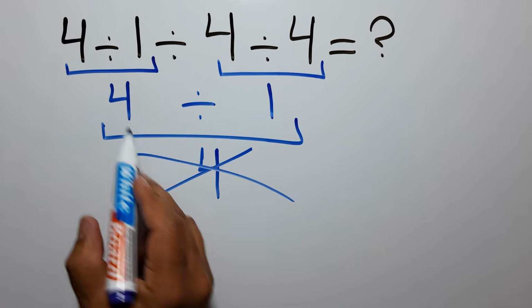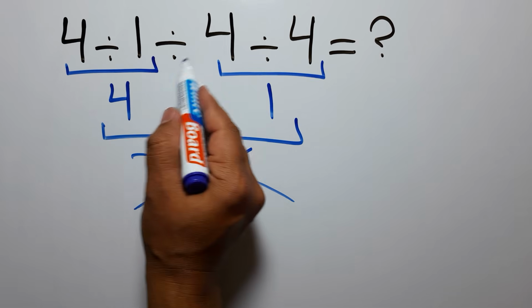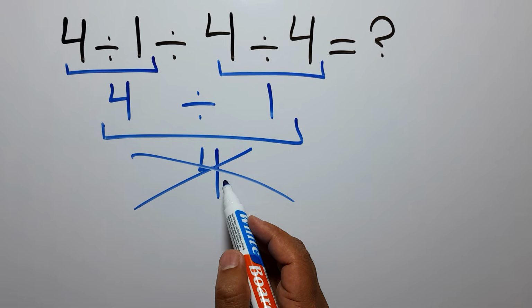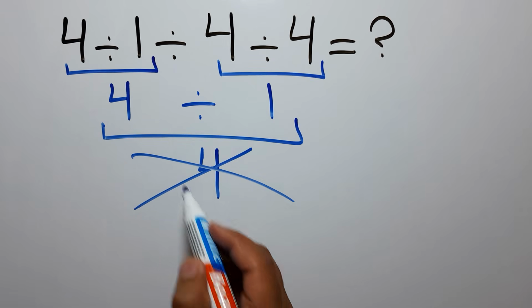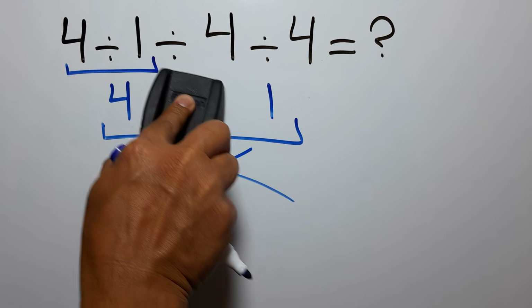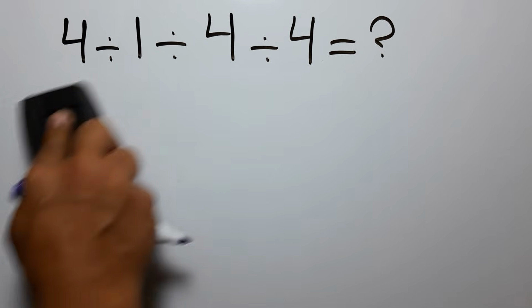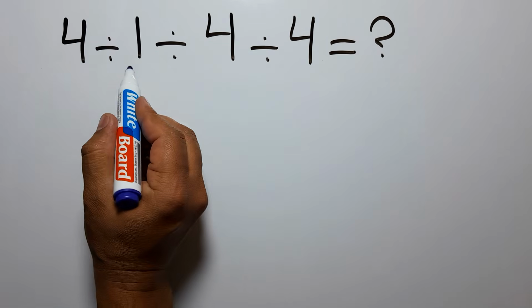in an expression, we have to work from left to right. So here, first we have to do this division, then this division, and finally this division. If we do this division before this division, it is wrong. So first we have to do this division.